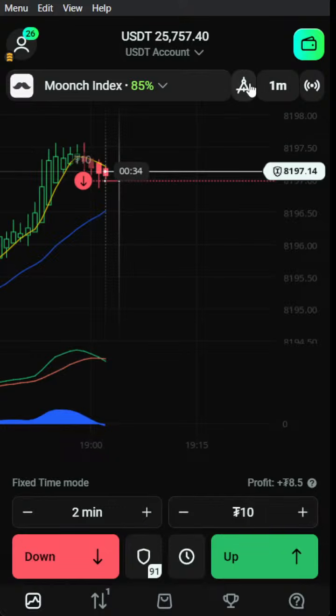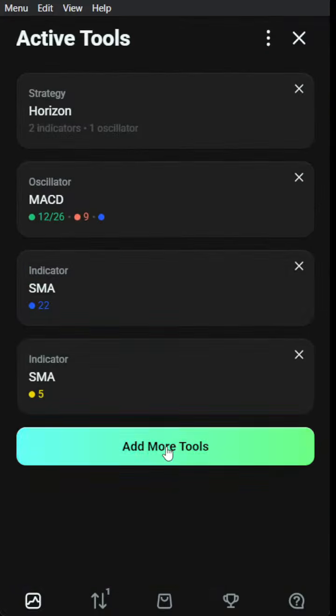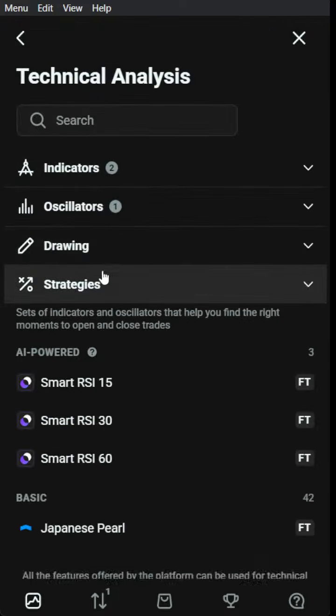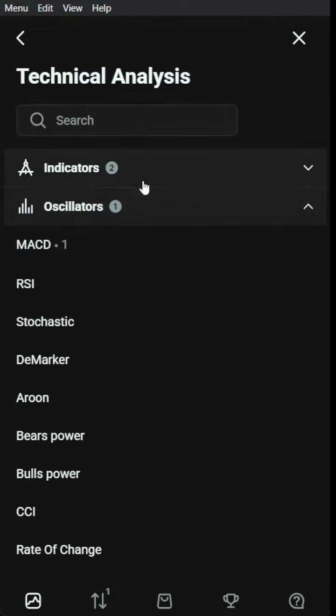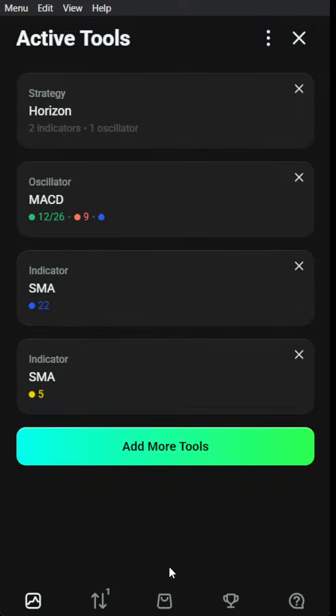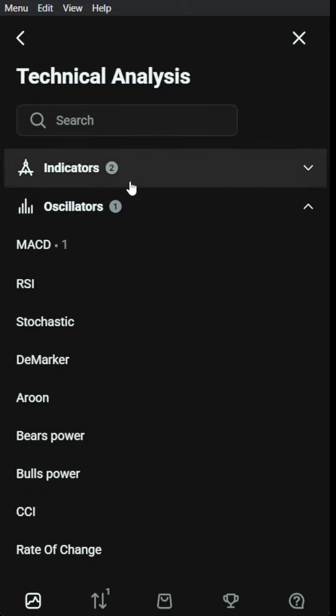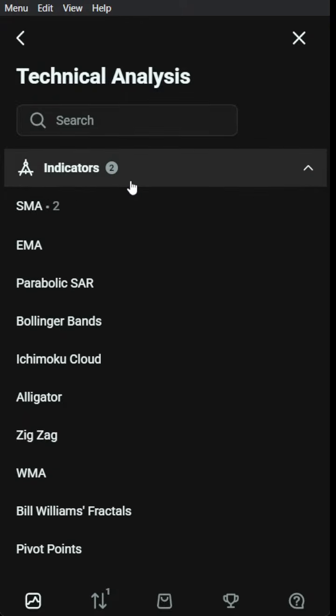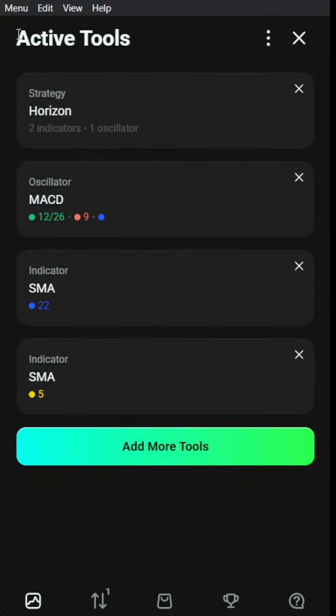Faisal sir, nothing doing. Just go to your technical analysis. You will see this list. In oscillators, you will find MACD, which comes with its default setting. You don't have to make any changes. Then you click on add more tools, go to indicators, click on SMA once and SMA twice. Okay, that will be your horizon strategy ready. So you don't have to do anything much over here.